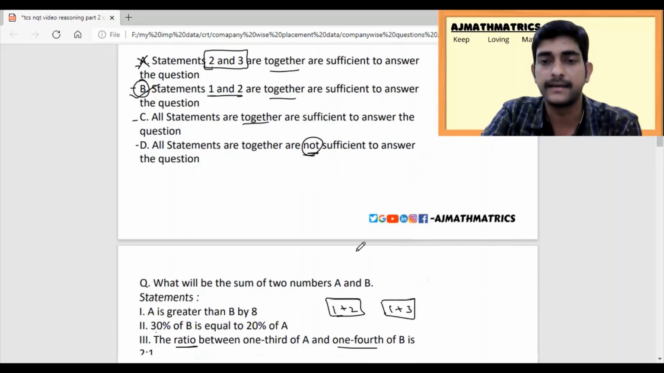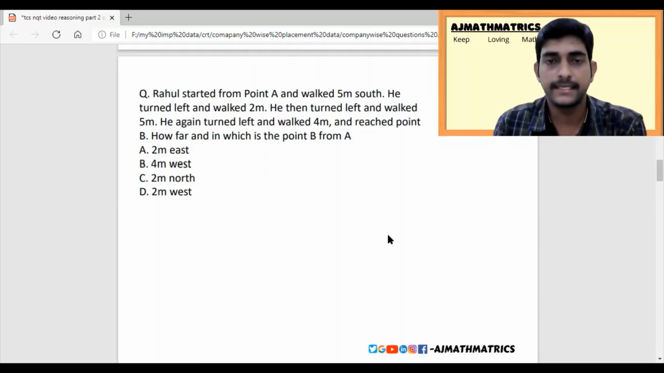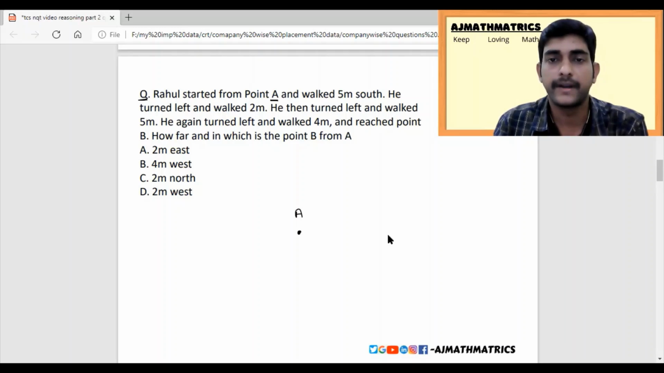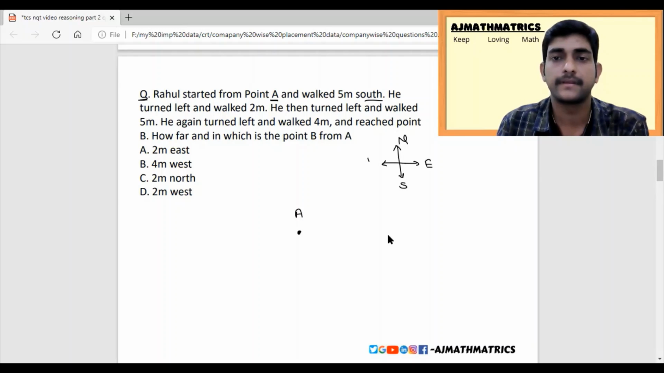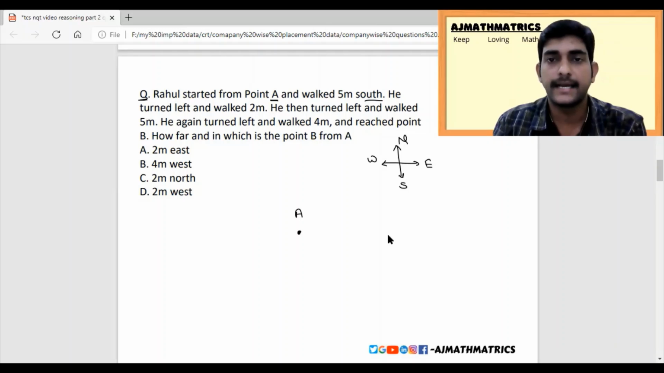So hope I am clear with this question. This is the directions question. Rahul started from point A. So let's take a point A here. Started from point A and walked 5 meters south. And whenever you are solving a direction question or a seating arrangement question, I suggest you write the diagrams like this on a top right. He started walking 5 meters south. So 5 meters south means something like this.